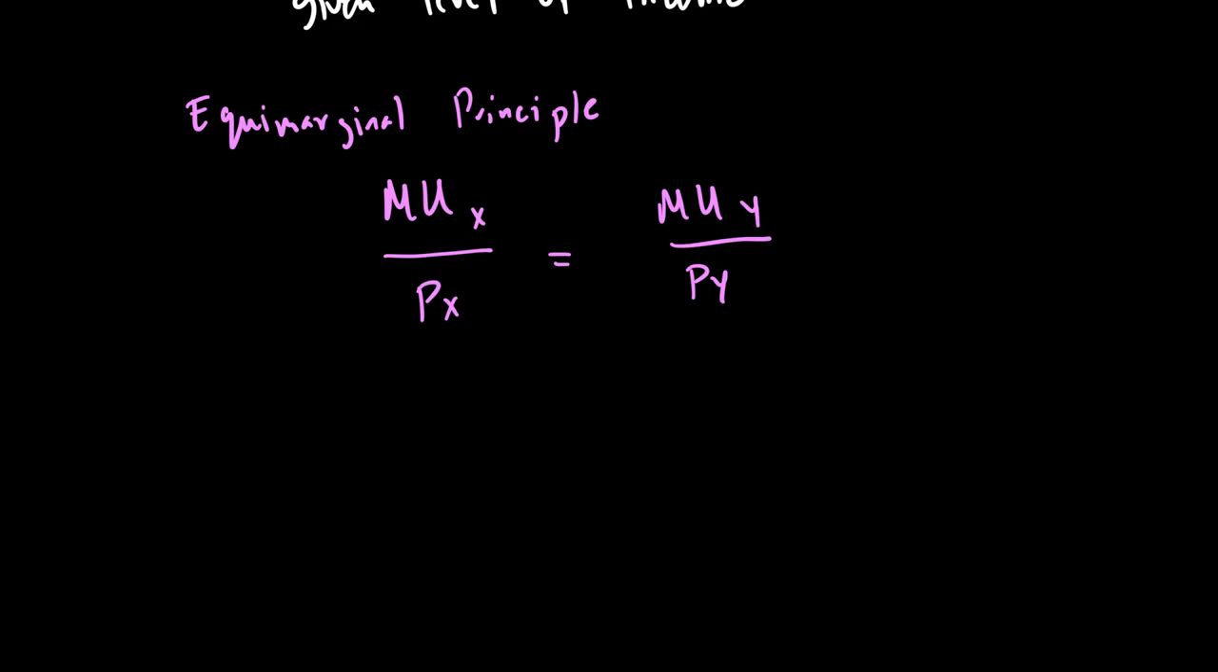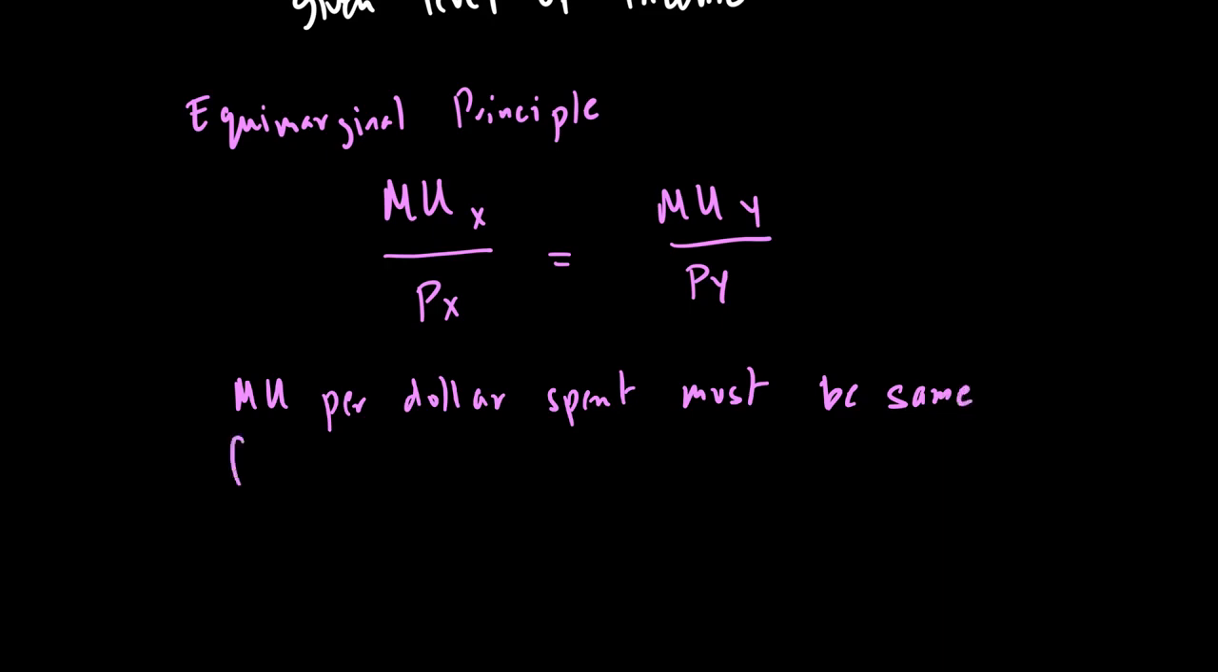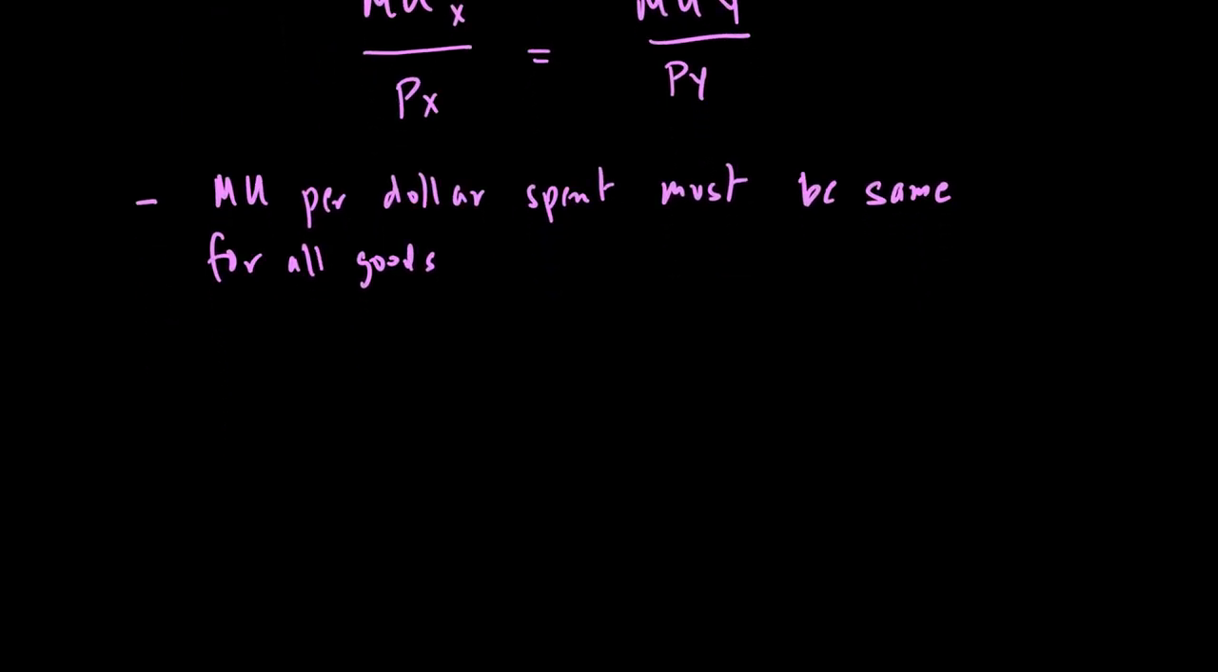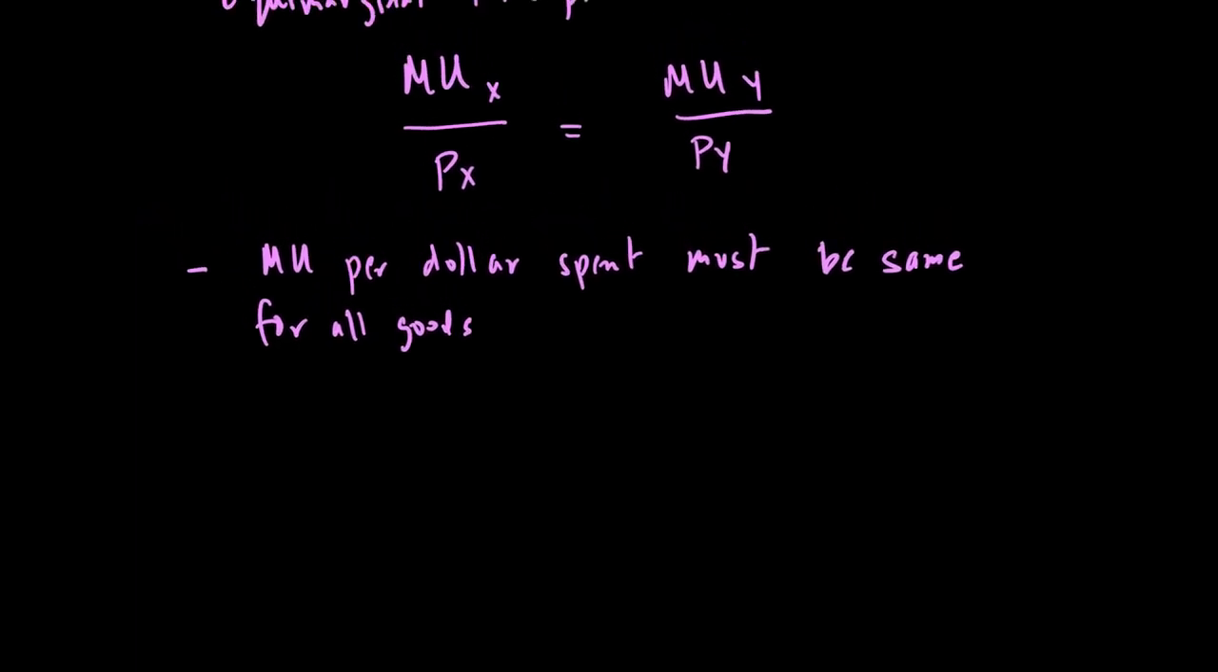Now, what do we mean by MU of X over price of X? It means that marginal utility per dollar spent must be the same for all goods. Because if it's the same for all goods, then automatically we are maximizing our total utility. Now, why is that the case? I'm going to show you that through an example.